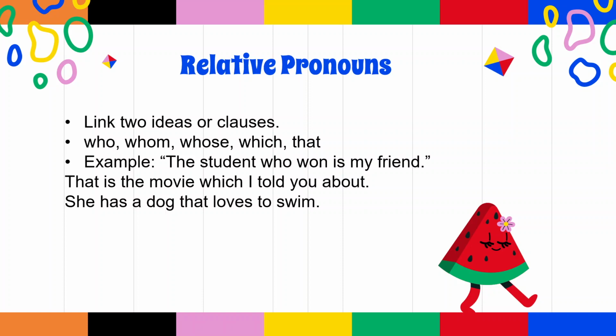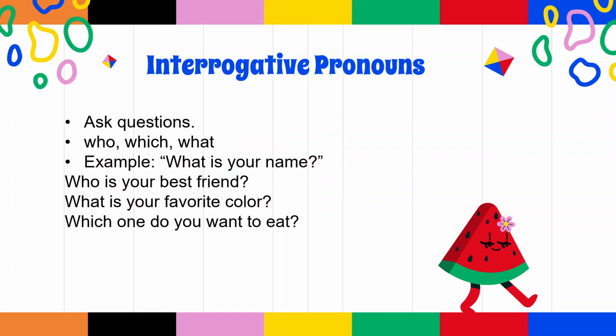Then, she has a dog that loves to swim. So here the first part of the sentence is she has a dog and the second part of the sentence is loves to swim. And what is the word that joins these two parts together? Yes, you're right. That. So that is the relative pronoun. So whenever you have a word that joins two ideas or two clauses or two sentences together, that word is called a relative pronoun.